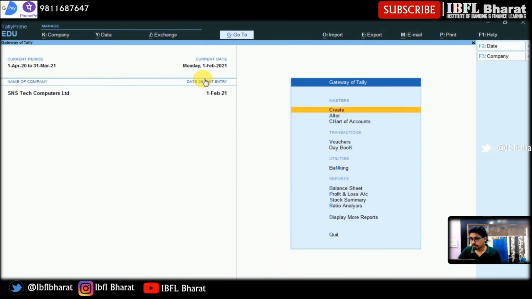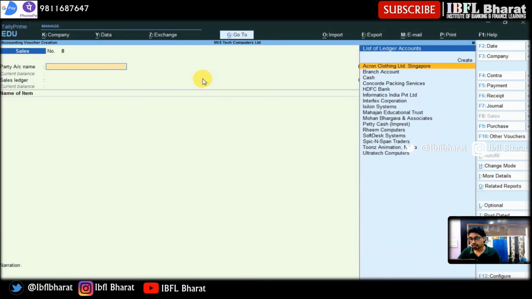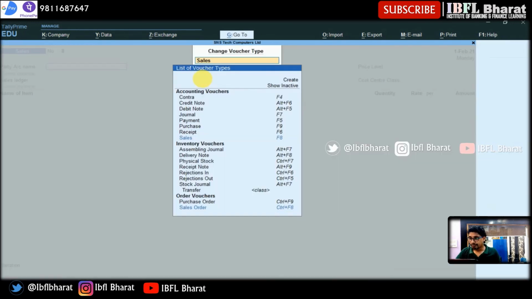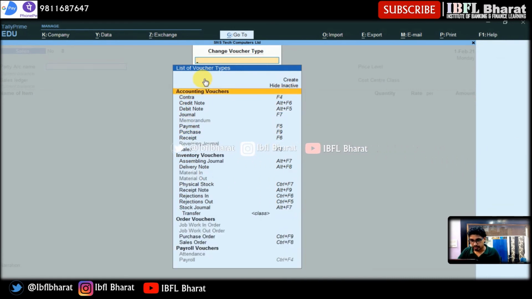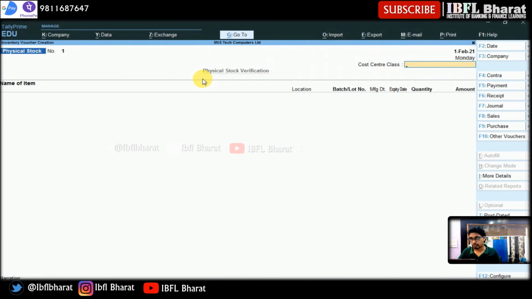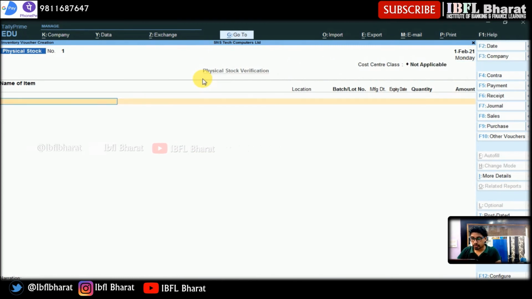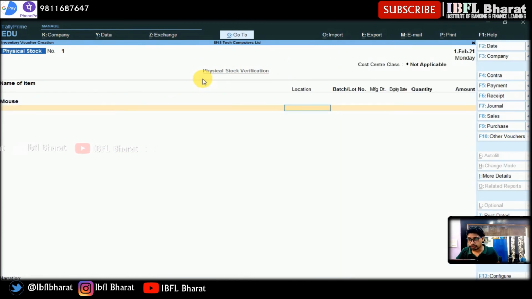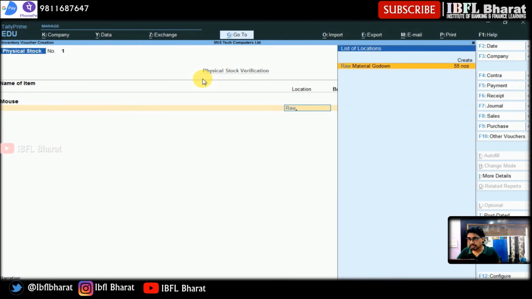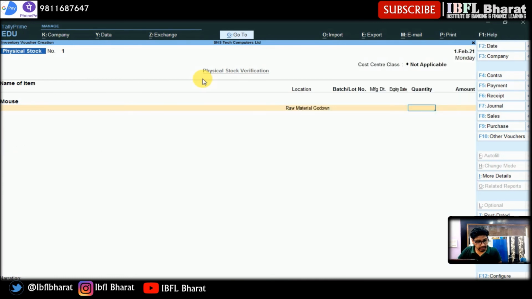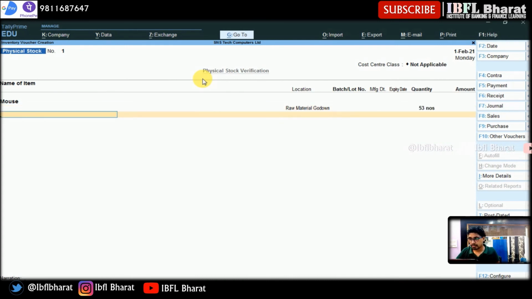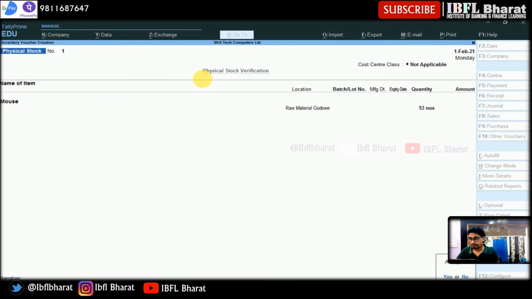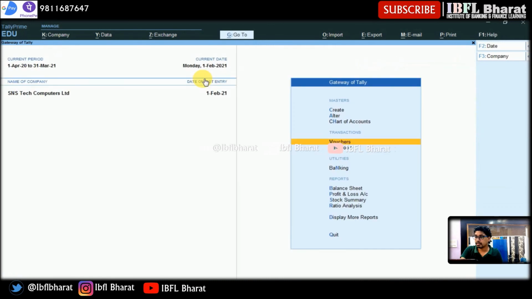What we have to do for this, we have to come in vouchers and now press F10, and here you have to go in show inactive and search for physical stock voucher. Here is the physical stock voucher. The quantity of mouse is mismatching, location raw material showing 55, but it actually is 53. So we are correcting this and accepting this. Okay, 53 quantity is there.